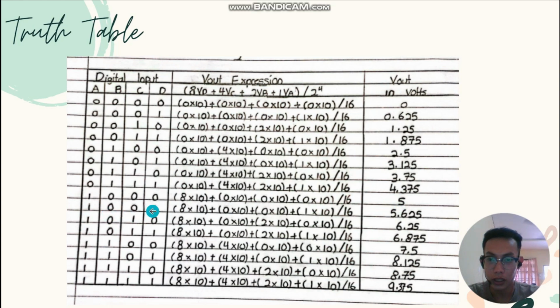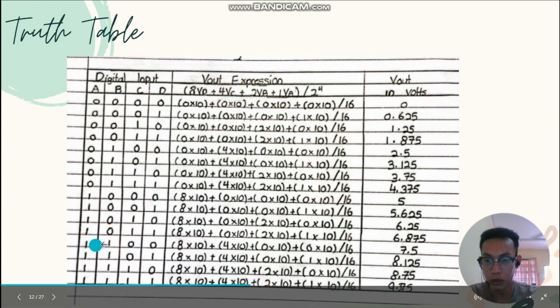And 1001: 8 times 10 plus 0 times 10 plus 0 times 10 plus 1 times 10 over 16, and we get 5.625 volt. 1010: 8 times 10 plus 0 times 10 plus 2 times 10 plus 0 times 10 over 16, we get 6.25 volt. 1011: 8 times 10 plus 0 times 10 plus 2 times 10 plus 1 times 10 over 16, and we get 6.875 volt. 1100 digital input, and the Vout expression is 8 times 10 plus 4 times 10 plus 0 times 10 plus 0 times 10 over 16, and we get 7.5 volt.